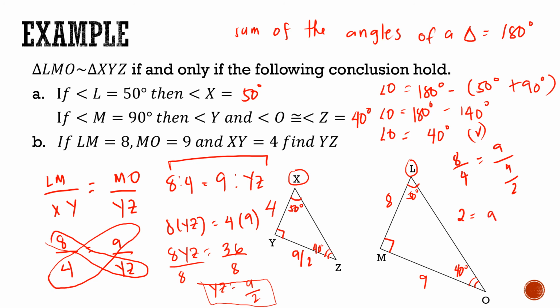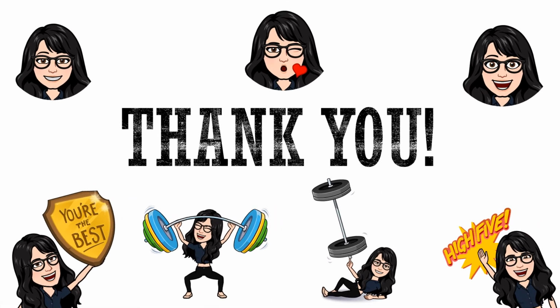So we have 9 times the reciprocal of 9 halves, which is 2 over 9. Now we cancel out 9 because 9 over 9 is 1, times 2, that is 2. So this is 2 equals 2. Since it becomes true, therefore your answer 9 halves is correct. Thank you.